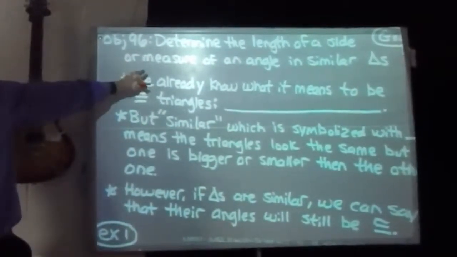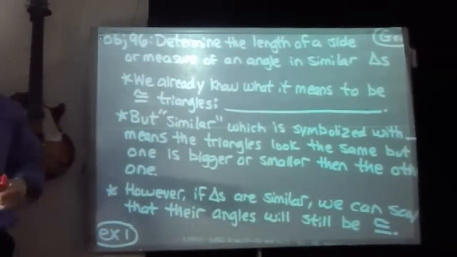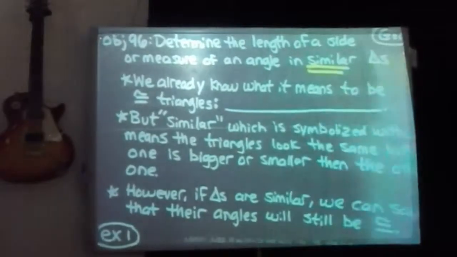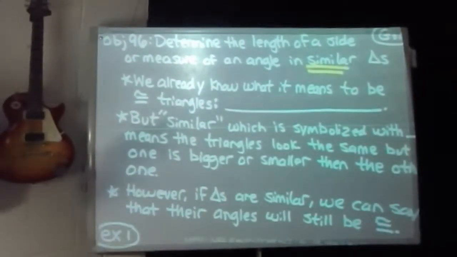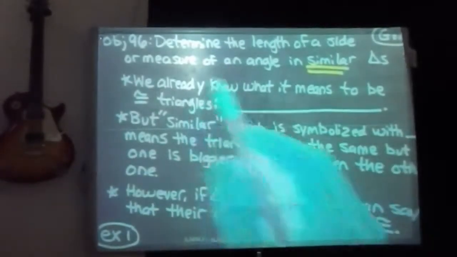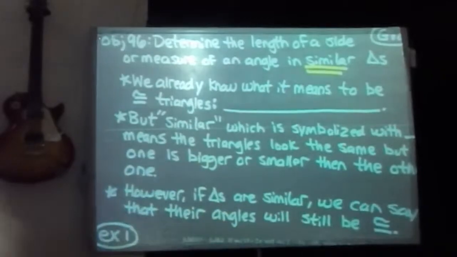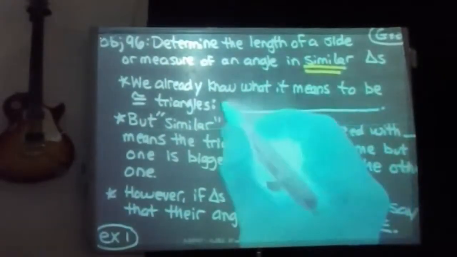Determine the length of a side or measure of an angle in similar triangles. This word is new: similar. What on earth is similar? We've been doing congruent, and now we're going to do something different. We already know what it means to be congruent: to be exactly the same. Basically, 2 triangles that are exactly the same.